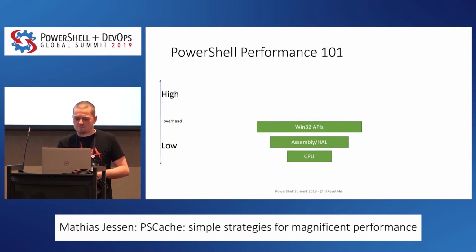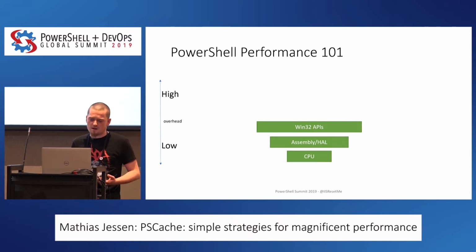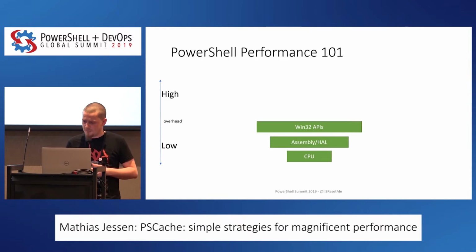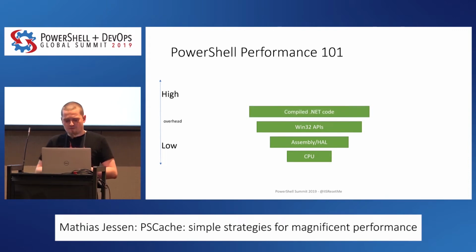Again, on top of this, we have stuff like the Win32 APIs. Some of you might have seen me tweet about all the crazy things you can do by calling out using something called P/Invoke directly to the APIs in Windows. Again, this is going to be orders of magnitude faster than running something in PowerShell, but of course we lose something as well, because we don't get all the nice error handling that's in PowerShell and so on and so on. Again, on top of this, we have compiled .NET code.